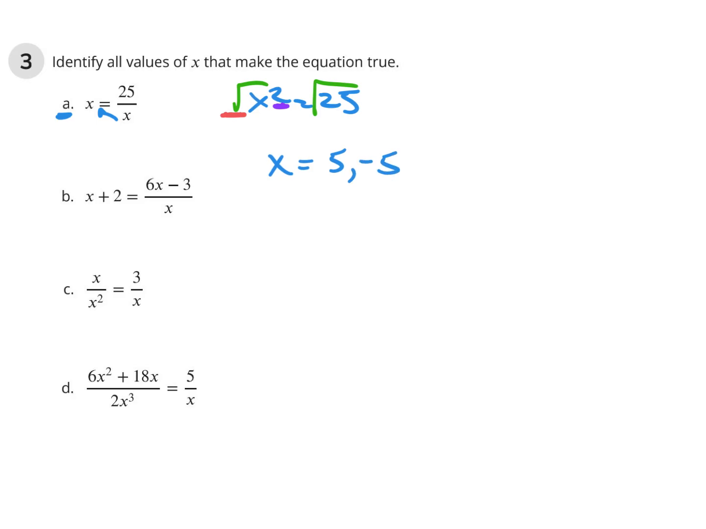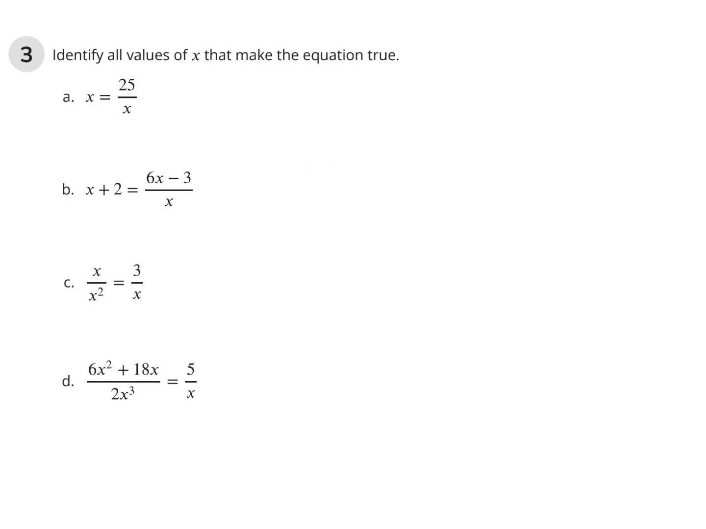When you take the square root of a positive number, you get two answers, one positive, one negative. And these both work because the only number x cannot be is 0. The denominator cannot be 0, so this works.